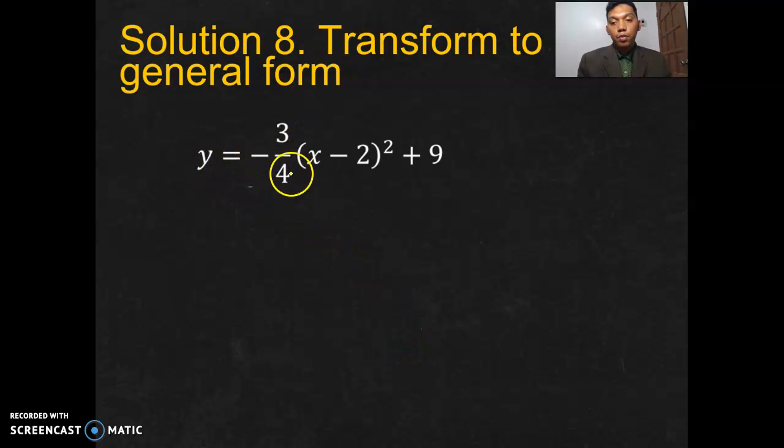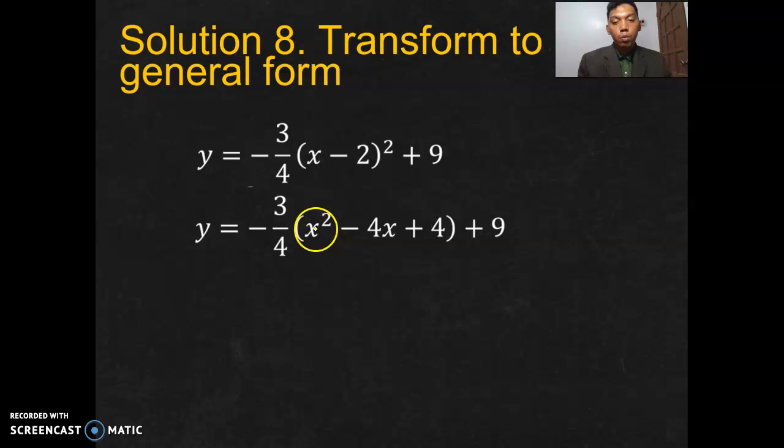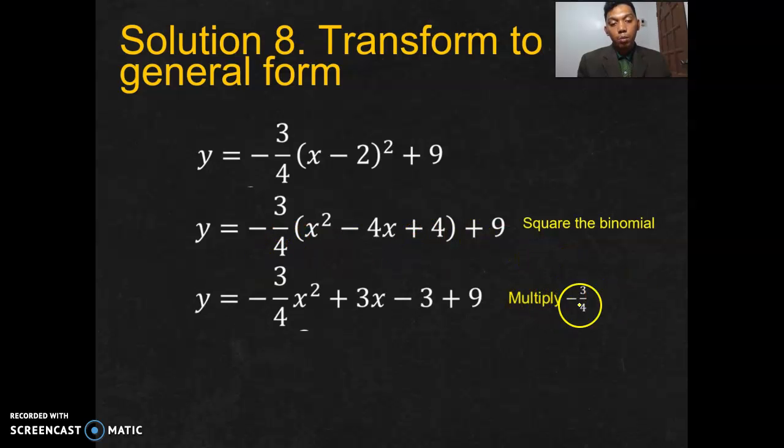y equal to negative 3/4 quantity x minus 2 squared plus 9. So expand the square of binomial. So x squared minus 4x plus 4. Negative 3/4 quantity x squared minus 4x plus 4, and outside is plus 9. Then we multiply the negative 3/4. So after multiplying negative 3/4, this will be the result.